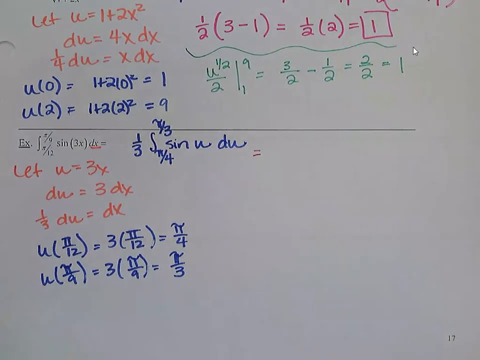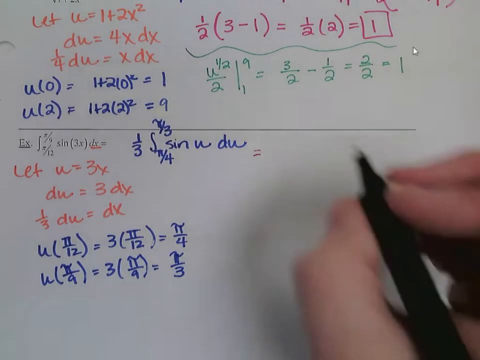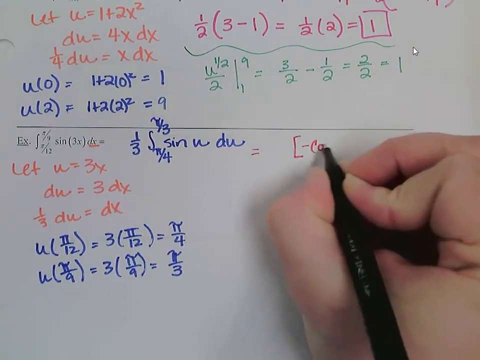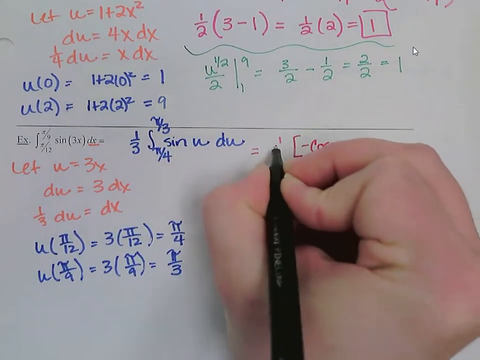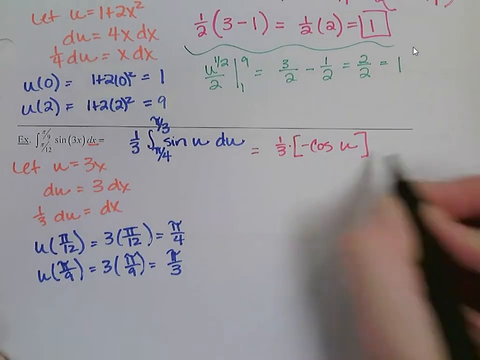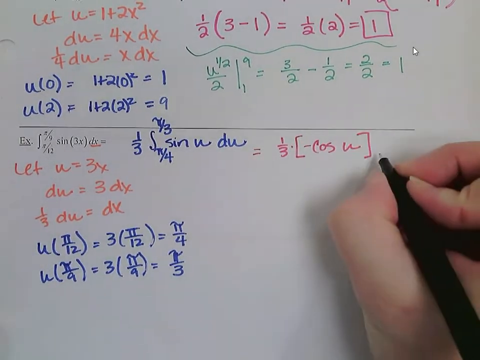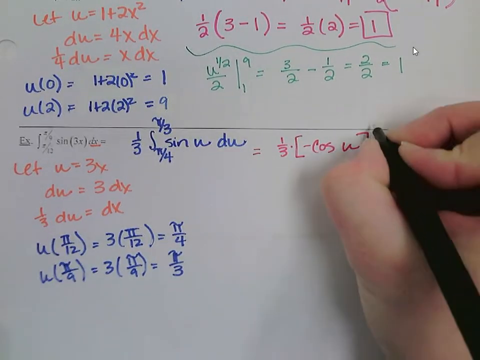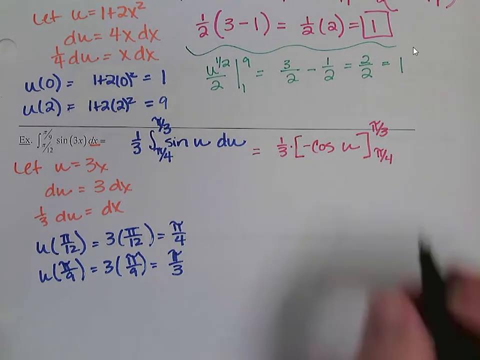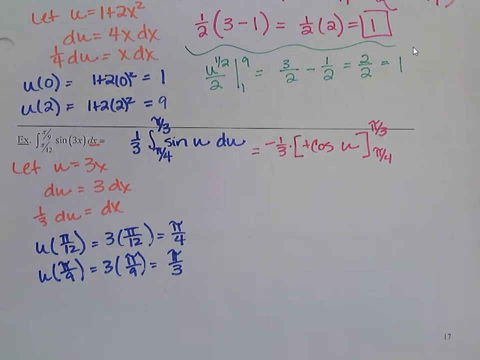The antiderivative of sine of u would be what? Negative cosine of u. I'm going to leave that constant of integration 1/3 out. And I'm going to evaluate that from u equals pi over 4 to pi over 3. In fact, I'm going to even go ahead and pull out the negative, because it's also like a constant, right?